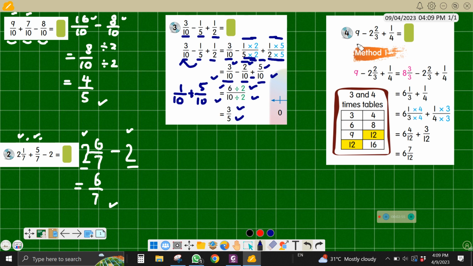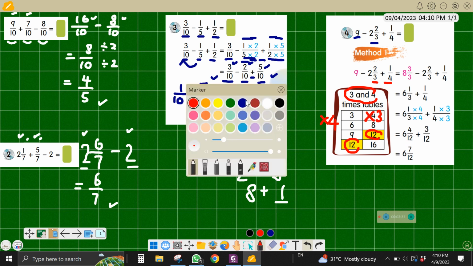Okay, last example. 9 minus 2, 2 over 3. Now remember we learned in the previous lesson, 9, you break it down into 8 and 1. But this 1 here, we change to the same fraction. So 3 and 4, you can see that the second and the third denominators are 3 and 4. So the same number we can change to 12. 3 times 4 is 12. 4 times 3 is 12. So we want to change to 12.